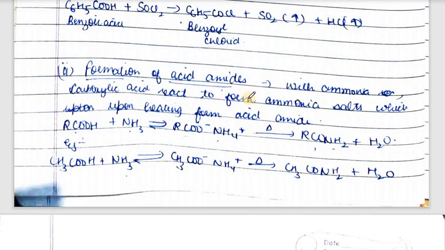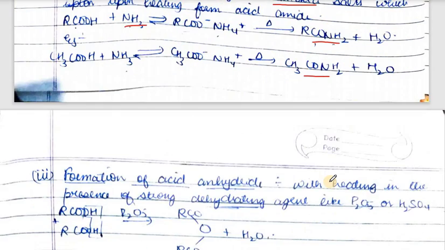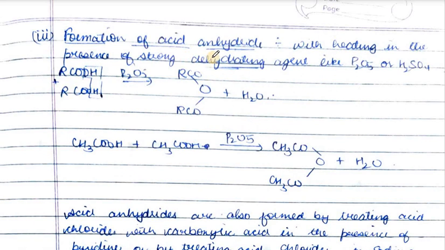So next is formation of acid amides. If OH is replaced with NH2, we get acid amides. That is, if carboxylic acid is treated with ammonia, then we get ammonium salts first, then acid amides. If we take the example of acetic acid with ammonia, then we get ammonium acetate, then acid amide, that is ethanamide.